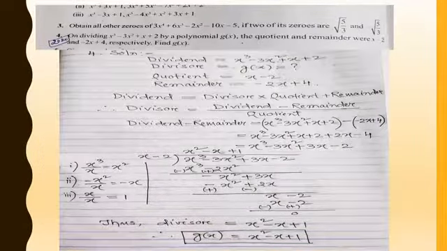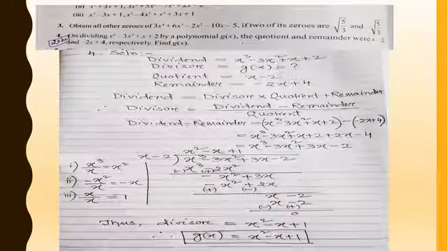Next let us solve question number 4. On dividing x cubed minus 3x squared plus x plus 2 by a polynomial g of x, the quotient and remainder were x minus 2 and minus twice x plus 4 respectively. Find g of x. Here g of x is our divisor.